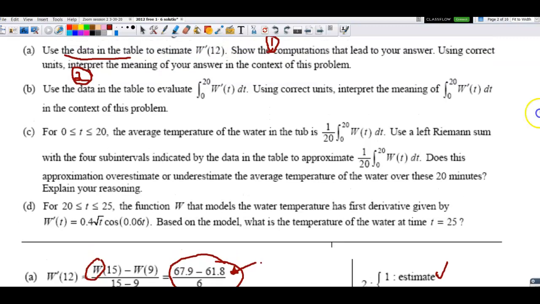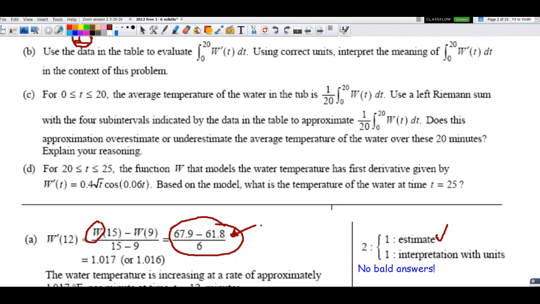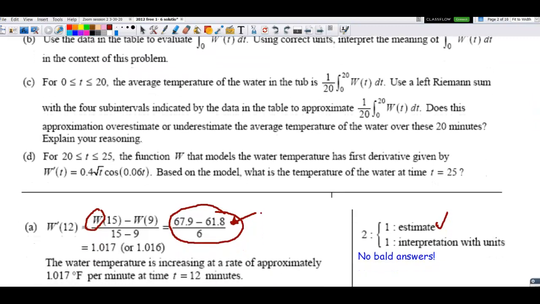I believe it is, let me make sure. Yes, at 12 minutes, the temperature of the water is increasing at a rate of 1.017 degrees Fahrenheit. Or you could quote this difference quotient right here. You could just put that right in there. Degrees Fahrenheit per minute, because W prime of 12 is greater than 0. So that would be your interpretation.